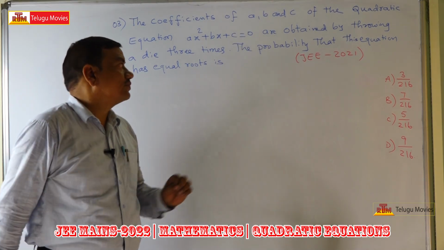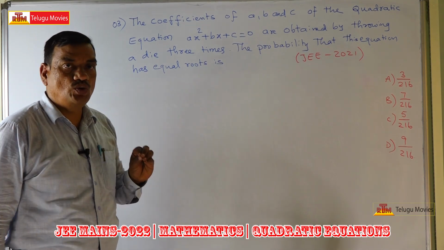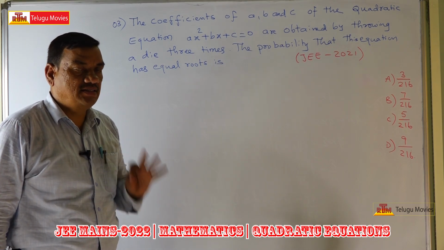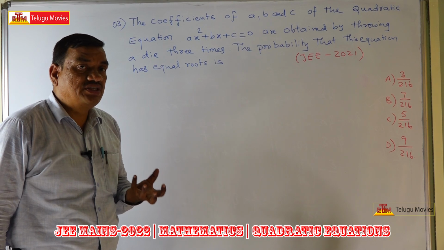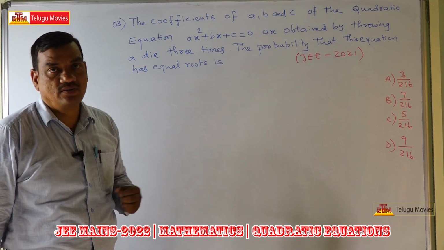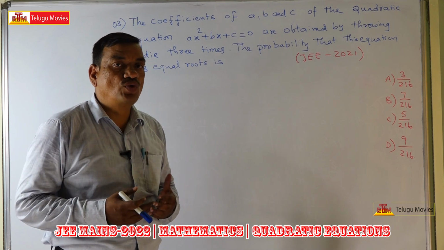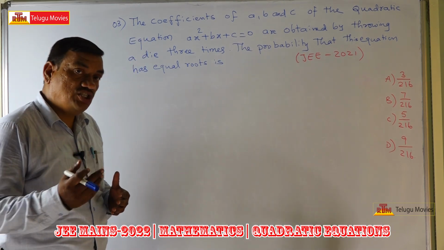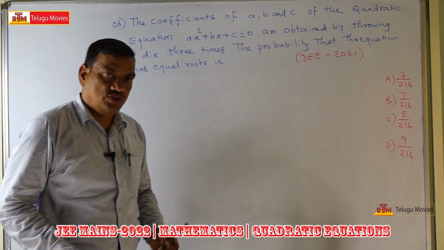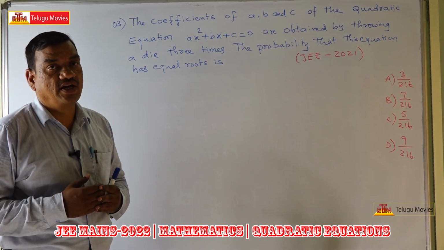So very clear. In this quadratic equation ax square plus bx plus c is equal to 0, you have the coefficients as a, b, c. These 3 coefficients are obtained by throwing a die 3 times. That means what? If you throw a die 3 times, 6 cube, 216 possible outcomes will come. Okay? These are the 216 possible outcomes you will get.